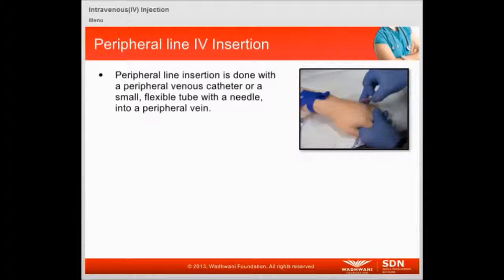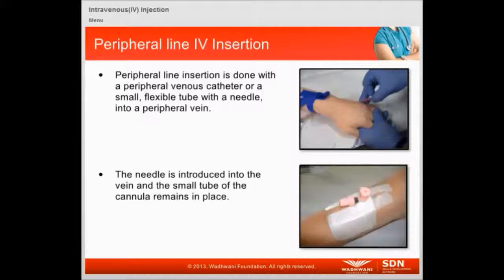Peripheral line insertion is done with a peripheral venous catheter, or a small flexible tube with a needle, into a peripheral vein. The needle is introduced into the vein and the small tube of the cannula remains in place.